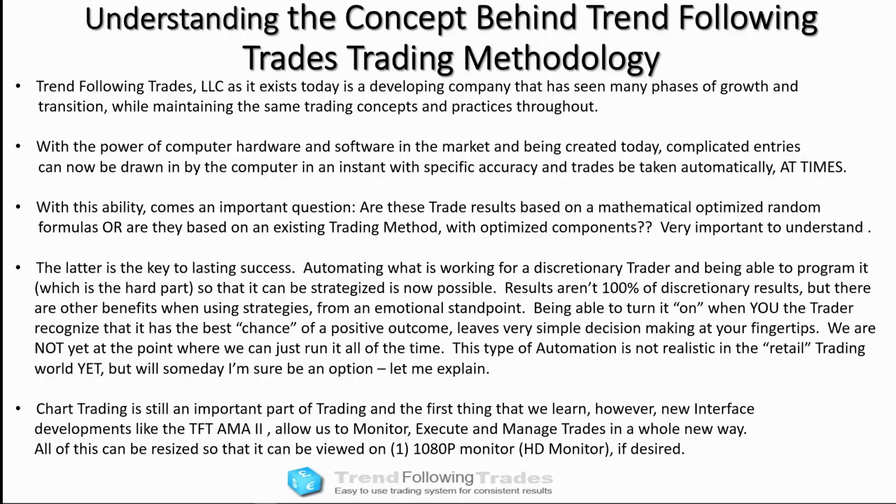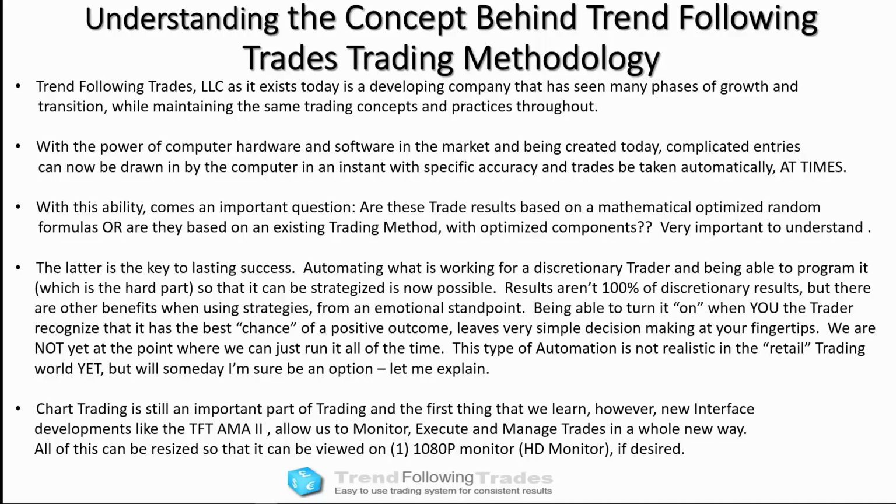This is very important. With the power of a computer, hardware, and software in the market today, complicated entries can now be drawn in by a computer in an instant with specific accuracy, and trades be taken automatically at times. With this ability comes an important question. Are these trade results based on a mathematical optimized random formula, or are they based on an existing trading method with optimized components? And it's really important to understand this.